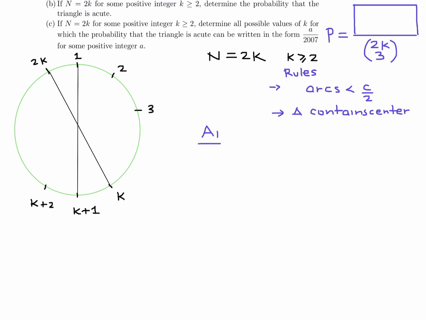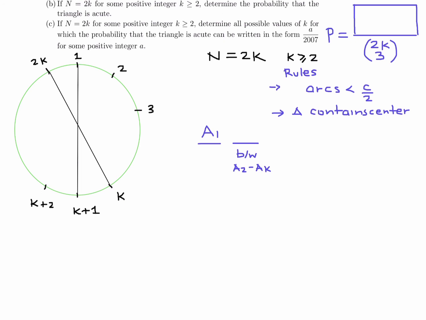Start as we did before. A1 is my first vertex. What can I put for my second vertex? Well, I don't know. Let's try A2. Well, before I try A2, what are the possible choices? Well, it can be any vertice between A2 to AK. Right? Why can't it be beyond AK? Why can't it be AK plus 1?